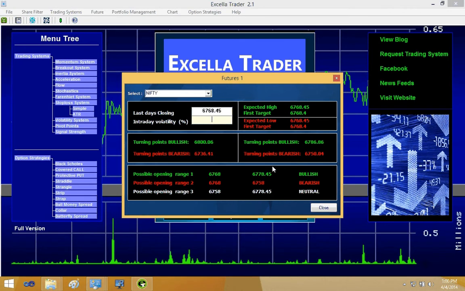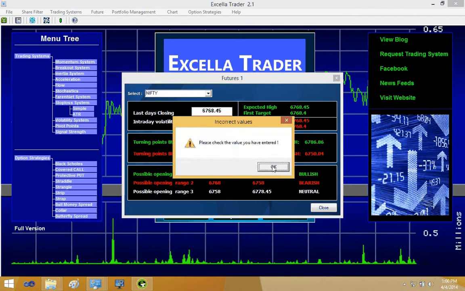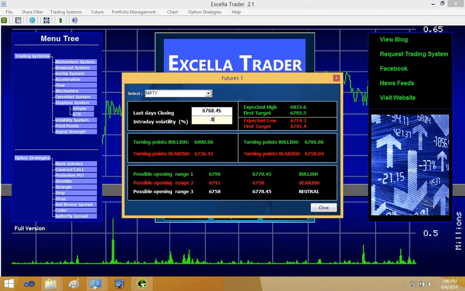The trader needs to input the volatility. The volatility will be taken from the NSE website, which will normally be between 0.8 to 1.2. Here I am taking 0.8. So this window will show you the bullish point, which is the first buying point, the turning point bullish, and the second one, 6,800 here. So the expected high will also be there, which will be the exit point.